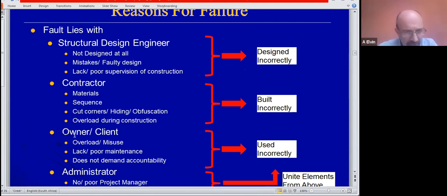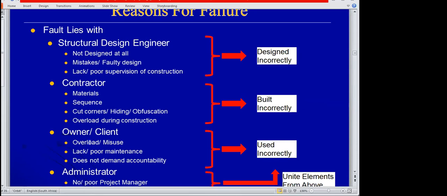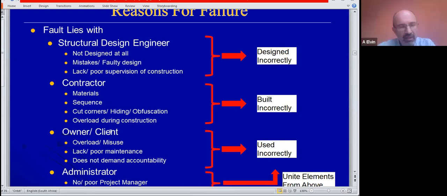In case people don't understand, the owner and the client could be involved if they abuse or misuse the structure in ways that were not specified to the structural designer at the design stage. So overloading can occur, but if it is significant overloading, the intelligent client should come back and ask the structural designer whether they can or cannot load in a specific way, or if the use of the structure changes in a different way from the old structure.